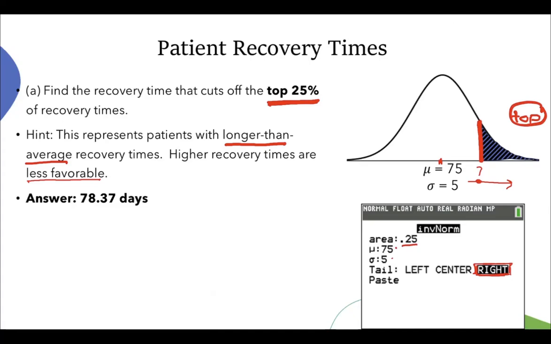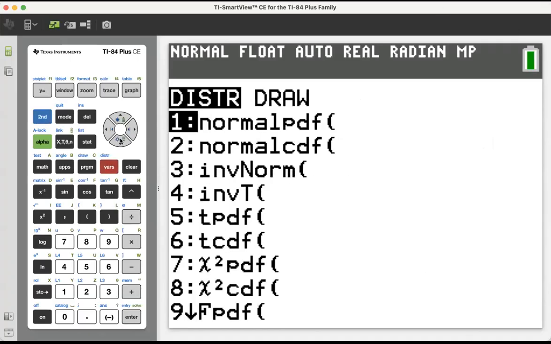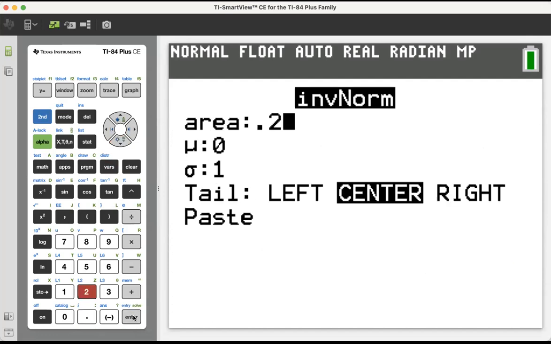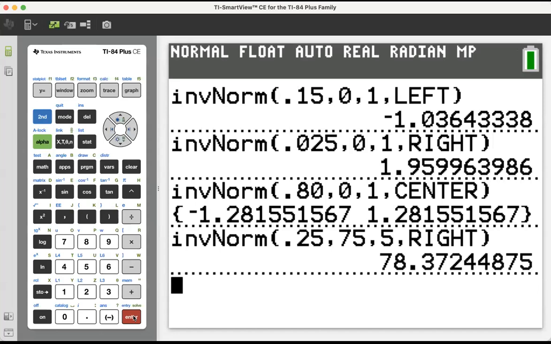78.37 days. And let me verify my work. Second distribution, inverse norm, 0.25, 75 and 5. Right, paste, 78.37 days. Okay, so we got that right.